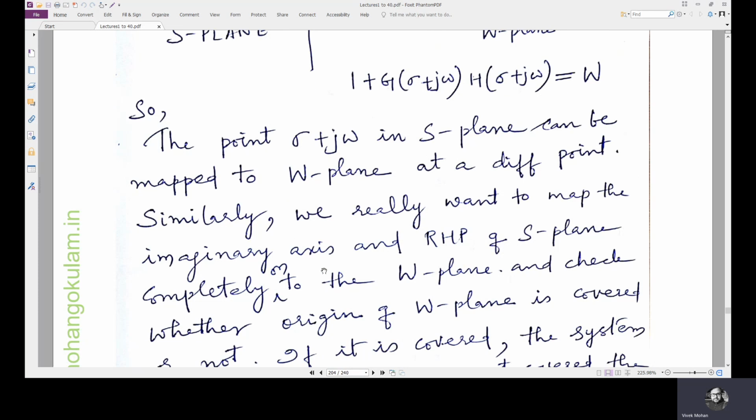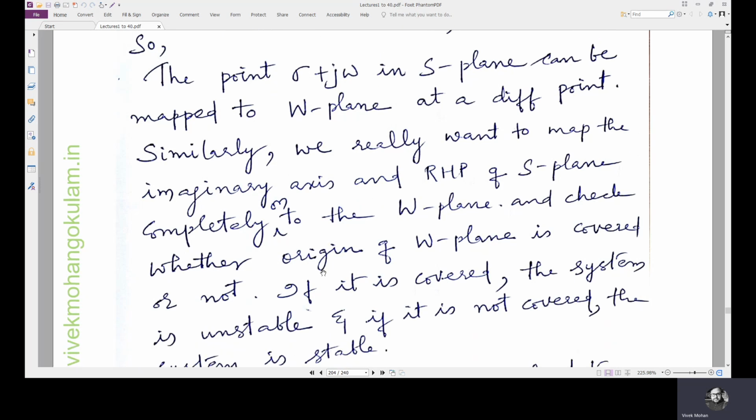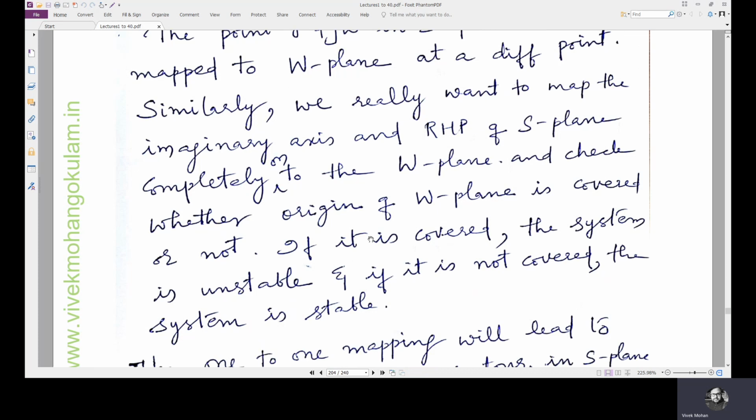Similarly, we want to map the imaginary axis and the RHP of the S-plane completely to the W plane and check whether the origin of the W plane is covered or not. If it is covered, the system is unstable, and if it is not covered, the system is stable. Please go through these sentences from this 'similarly' onwards.